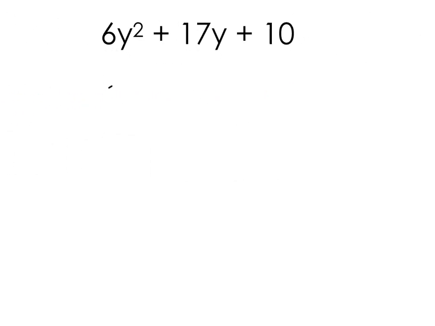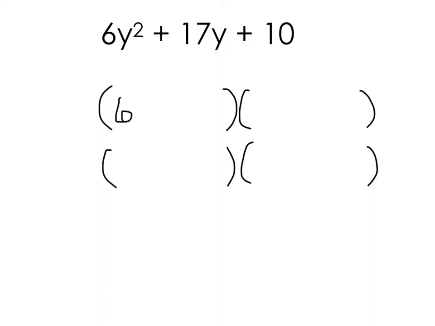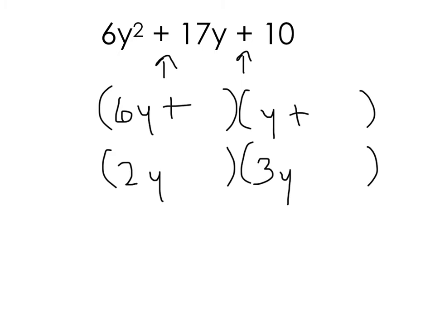Here's another one that has 2 possible sets of parentheses. 6y and y, or 2y and 3y. What are the signs? There's a positive here and a positive here. So what are the signs? They're both positive. How can we factor 10? 1 times 10 or 2 times 5.